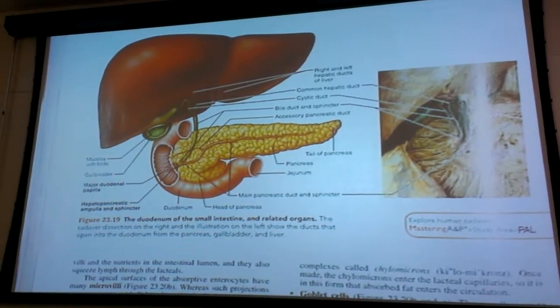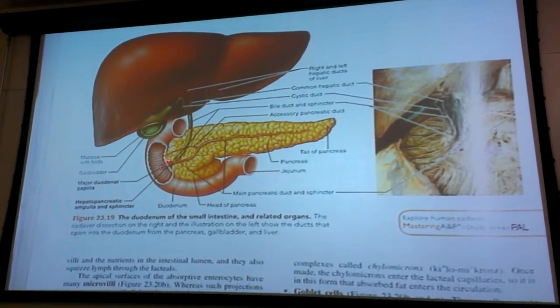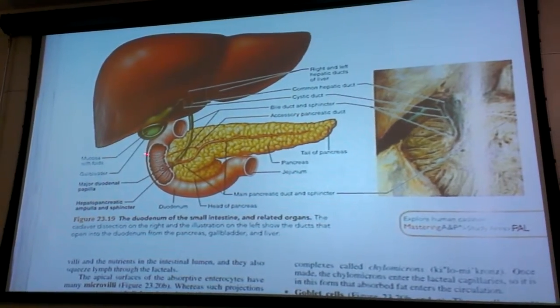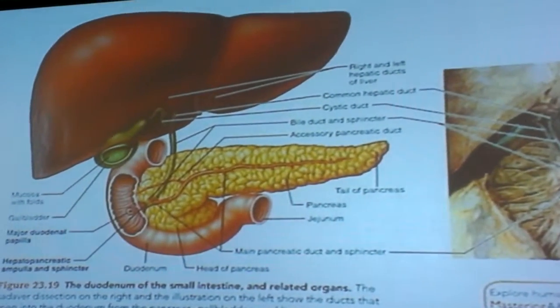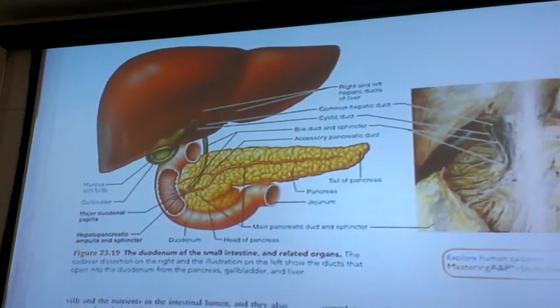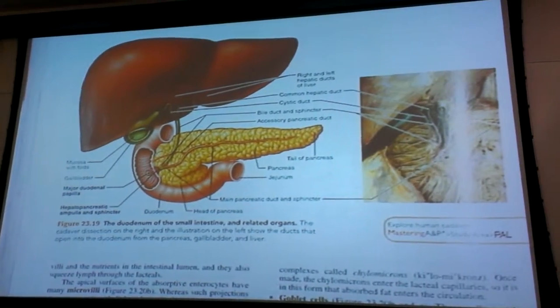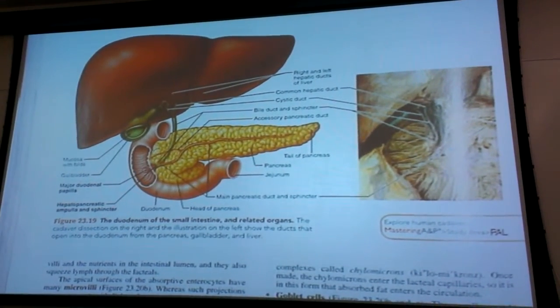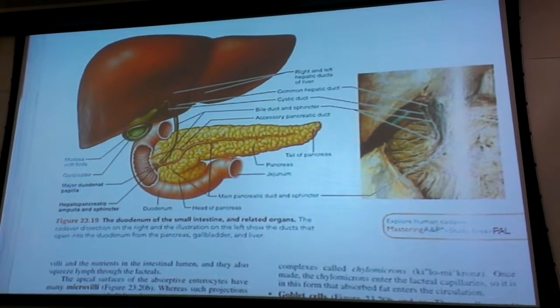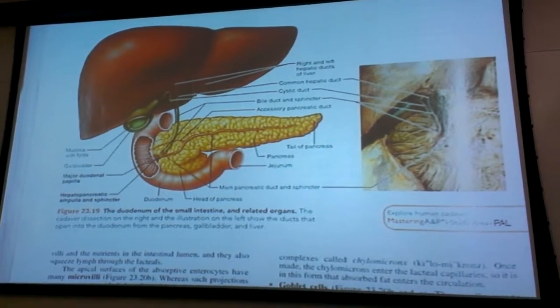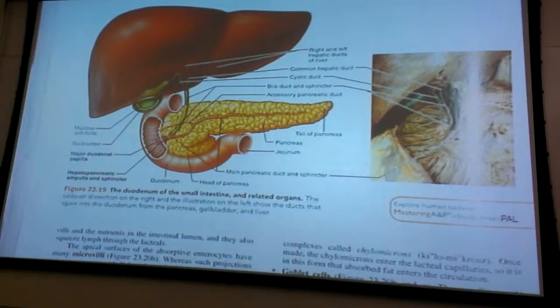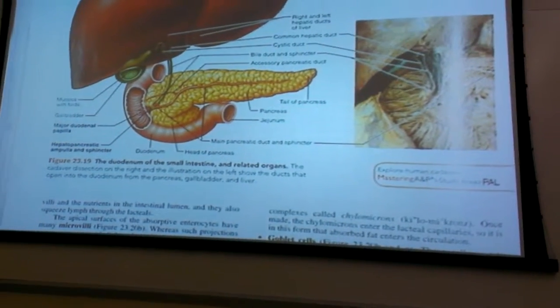Then you have your circular folds, which are all the circles in there. Remember, because this increases the surface area. And then you have your villi and your microvilli, which also increase the surface area that you can't really see because they're so small. But you know you're in the duodenum when you see the circular folds. Okay, especially on the stomach portion, you know that's the duodenum.